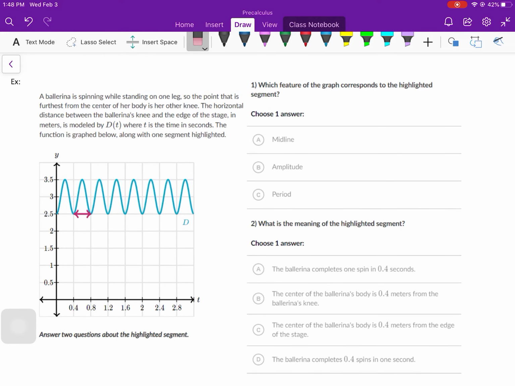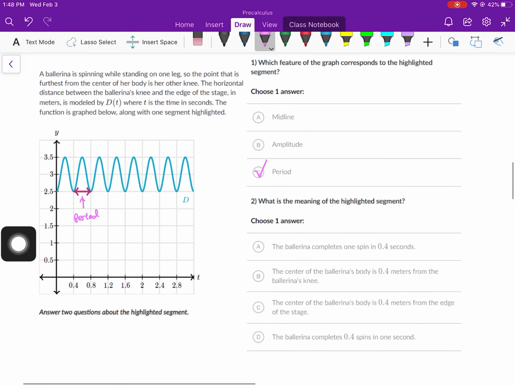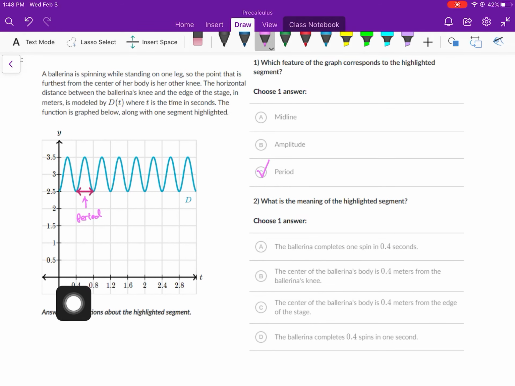A ballerina is spinning while standing on one leg, so the point that is furthest from the center of her body is her other knee. The horizontal distance of the ballerina's knee and the edge of the stage is modeled by... Okay, so I'm just going to look at this real quick. This is the period, from the bottom to the other bottom. That's the period, right? So what does that mean? Ballerina completes one spin in 0.4 seconds. Look at that. So that's a spin around, right? Spin around, that's one time. There's another time. There's another time. So how long does it take one? 0.4. That distance there is 0.4. So I'm going to say A, completes the spin. And double check the rest.